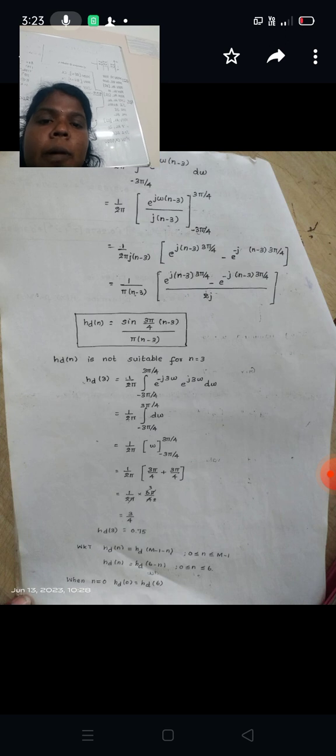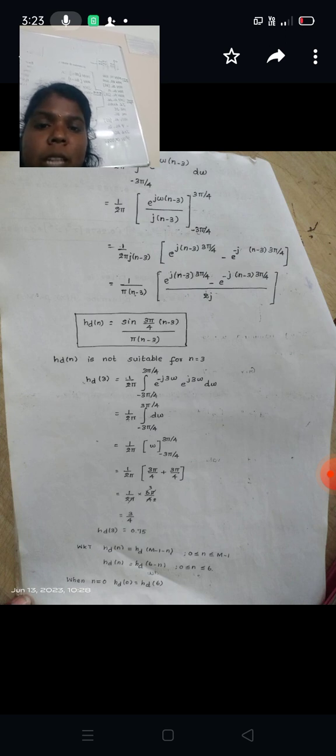The term present in the bracket, that is e power j theta minus e power minus j theta by 2j, is equal to sin theta. Here theta is nothing but 3 pi by 4 into n minus 3. So therefore, HD of n is equal to sin of 3 pi by 4 into n minus 3 divided by pi into n minus 3.